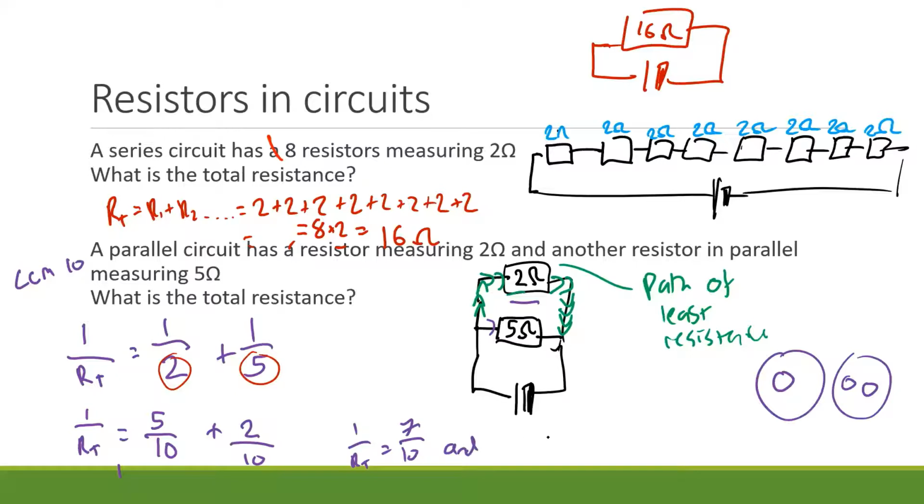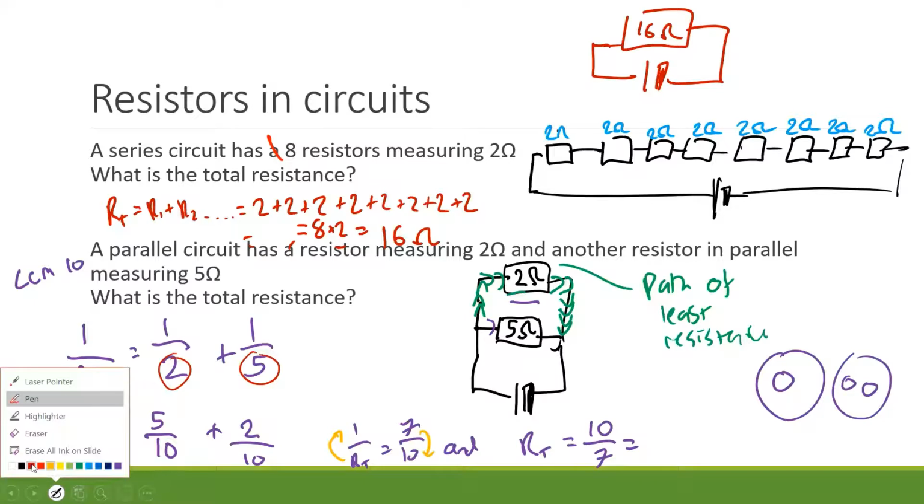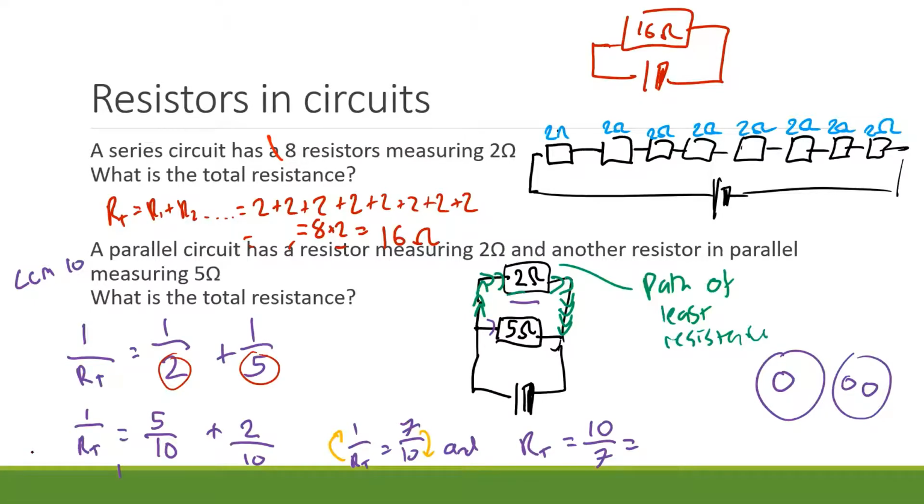And RT, our total resistance, is equal to 10 over 7, because all I do is flip both sides. So I flip this side, so RT over 1, which is RT, was 10 over 7. 10 divided by 7 is going to be about 1.4, I believe. Let's have a look. 10 divided by 7 is 1.4. That's right, 1.43. So the answer is 1.43 ohms.